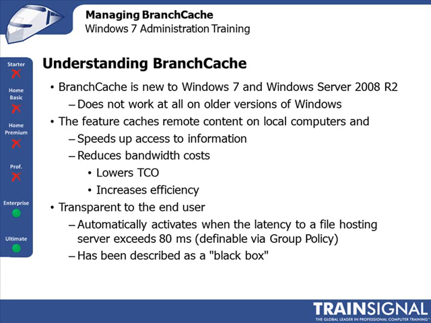It automatically activates when latency to a file hosting server exceeds 80 milliseconds, and this is definable via group policy. I've seen BranchCache described as a black box, and that's not necessarily a bad thing. What that means is that it's just that transparent to the end user. They truly don't know that anything's happening behind the scenes. BranchCache is not intended to be a high availability mechanism, but what it is intended to do is make it easier and faster for people to get content from a remote server.